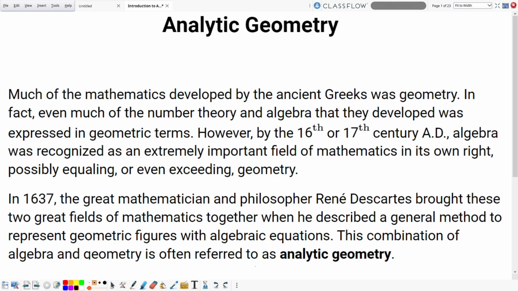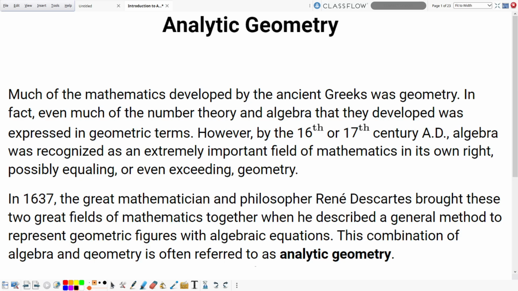Hello, everyone. So today we're gonna start a little mini unit on analytical or analytic geometry. It's really nothing too crazy. It's just the union of typical Euclidean geometry and algebra.